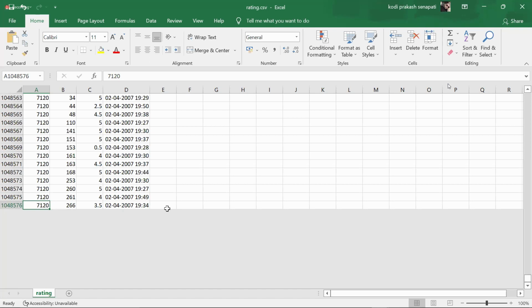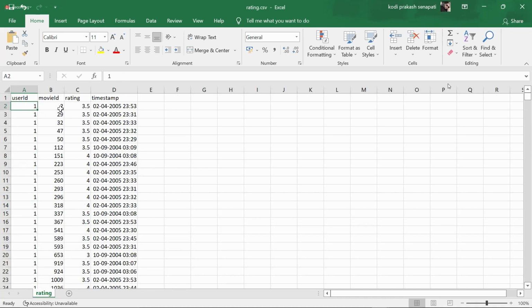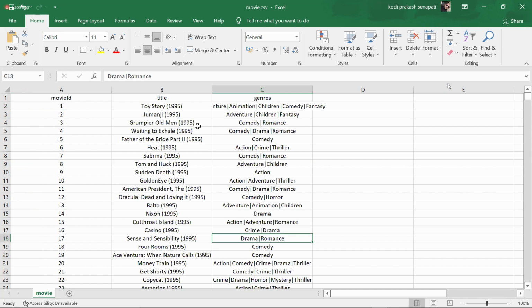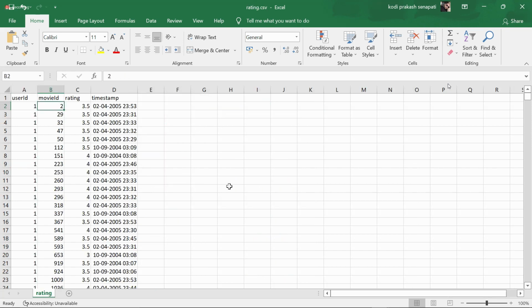Now when you go back, user ID 1, movie ID 2. What is movie ID 2? I told you, movie ID 2 means this movie. In this movie, the rating got 3.5 stars out of 5. Now, a little bigger Excel file we will try to work on tomorrow, and that's called a workshop, guys.